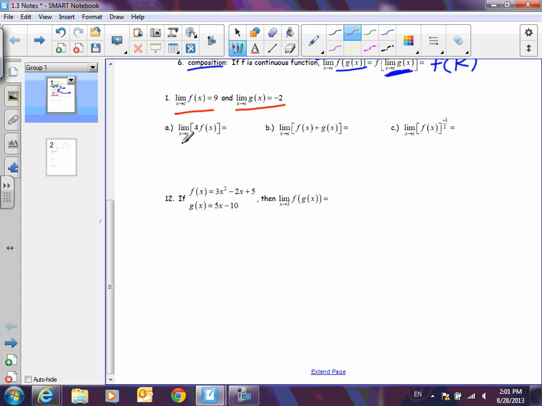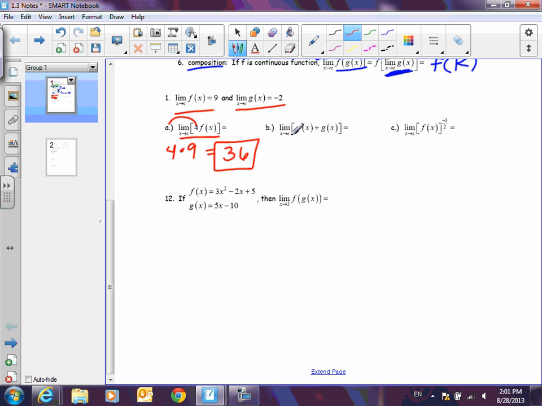So in looking at part A, the limit as x approaches c of 4 times f of x, this 4 right here can just go right out front, and then what you're left with is the limit of f of x, which is 9. So you're just multiplying 4 times 9, and that's the answer. So even if we were given the functions, we wouldn't want to use them here. This is a much more direct way of finding the limit.